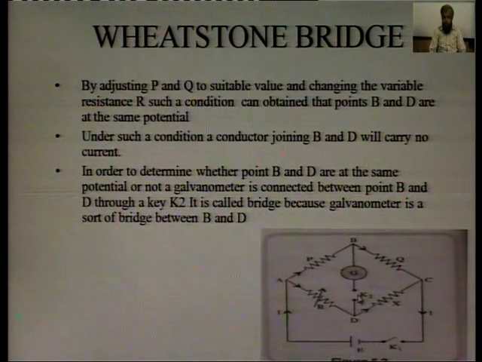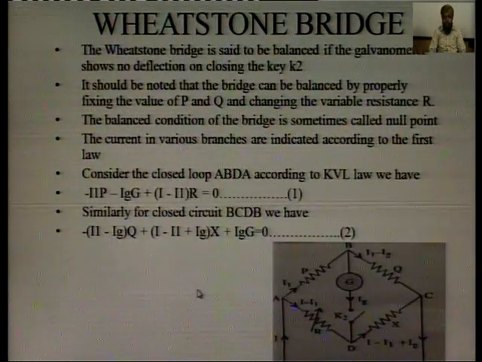When we close the key K2 at the point when point B and D are at the same potential, the galvanometer will show zero deflection. This point where the galvanometer shows zero deflection is known as the null point. At this point, the ratio of opposite branches, that is P upon X and Q upon R, will be equal. The Wheatstone bridge is said to be balanced if the galvanometer shows no deflection on closing the key K2.